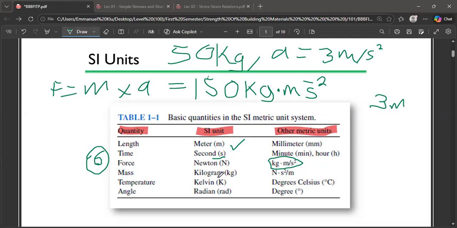As you are seeing, mass is also measured in kilogram. Temperature is measured in Kelvin, and then the angle is measured in radian. Take note that the mass of an object can be obtained with a what? Either a chemical balance, a beam balance, or what? An electronic balance. Also, the temperature of a body can be determined by either a thermometer, etc.